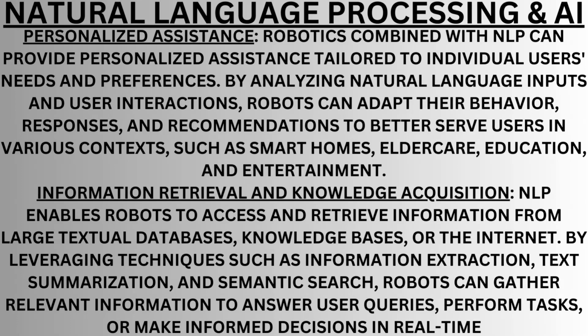Information retrieval and knowledge acquisition. Natural language processing enables robots to access and retrieve information from large textual databases, knowledge bases, or the internet. By leveraging techniques such as information extraction, text summarization, and semantic search, robots can gather relevant information to answer user queries, perform tasks, or make informed decisions in real time.